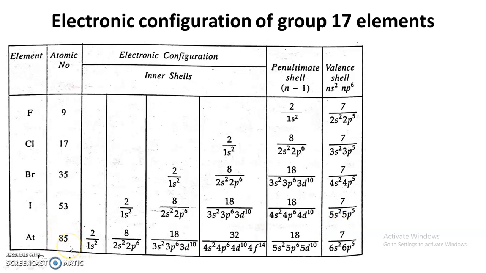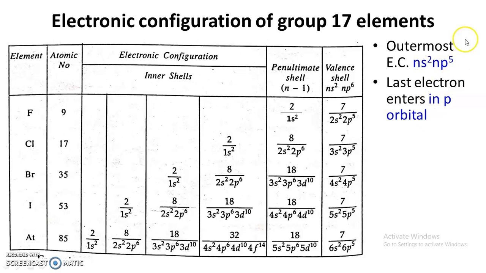Astatine, atomic number is 85 and the inner shell electronic configuration is 1s2, 2s2, 2p6, 3s2, 3p6, 3d10, 4s2, 4p6, 4d10, 4f14. So this is the inner shell configuration. In the penultimate shell again 18 electrons are there, 5s2, 5p6, 5d10, and in the valence shell again 7 electrons are there, 6s2, 6p5. So the outermost or valence shell electronic configuration is ns2 np5.